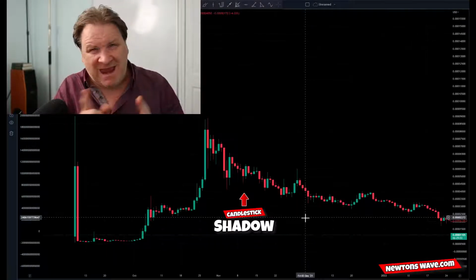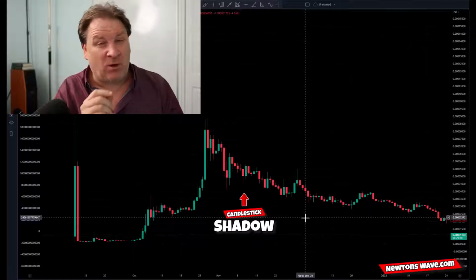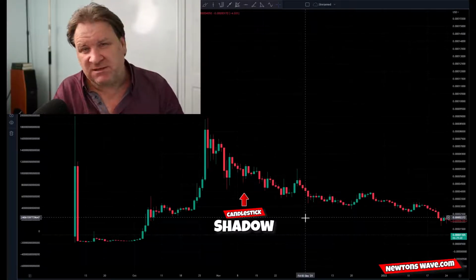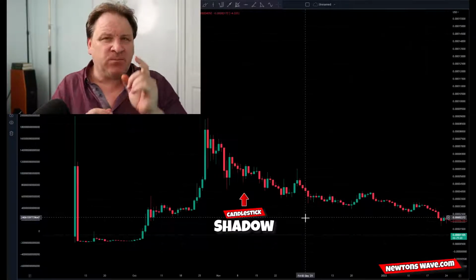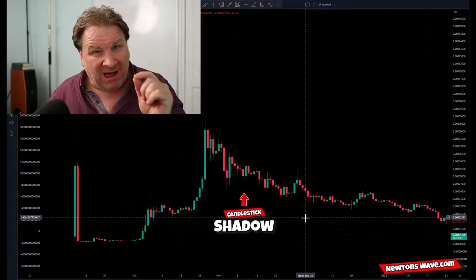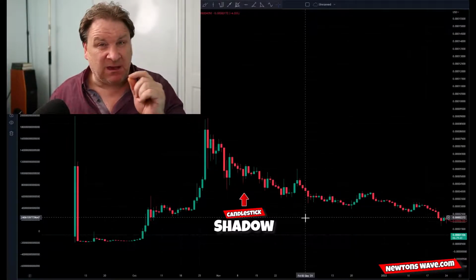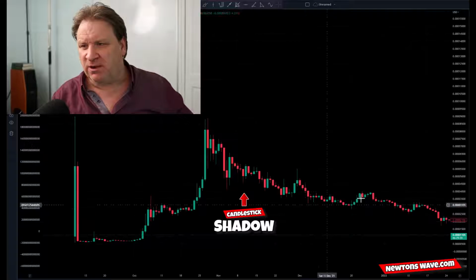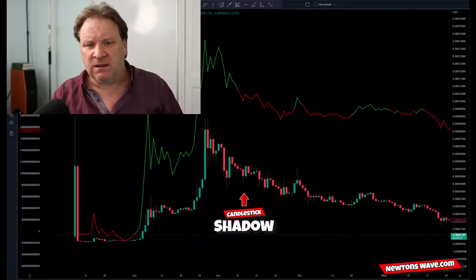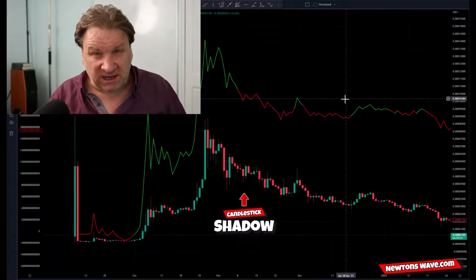You won't find anything else on the internet like what I'm about to show you, because this is a recent discovery by scientists. There is a force behind the candlestick price shadow. Let me show you what it is. It's actually a sine wave.